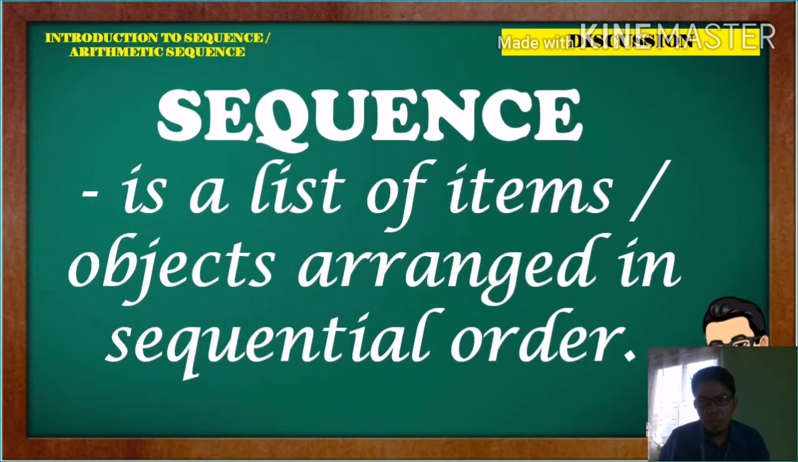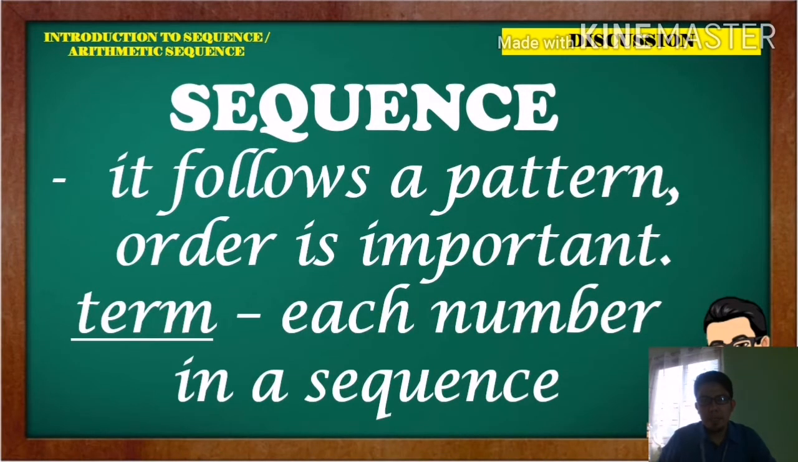Now, if we are going to define sequence, it is actually a list of items or objects arranged in sequential order. It follows a pattern or order. The order here is very important. Term is actually the number in a sequence. So each number that you will see in a certain sequence is called a term.